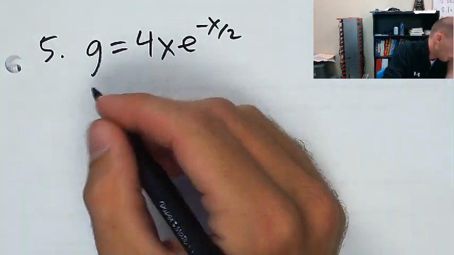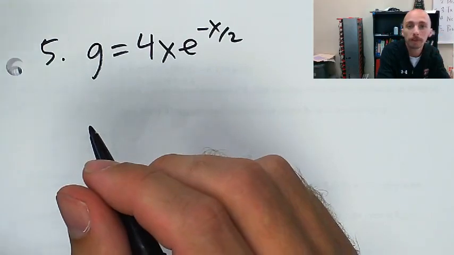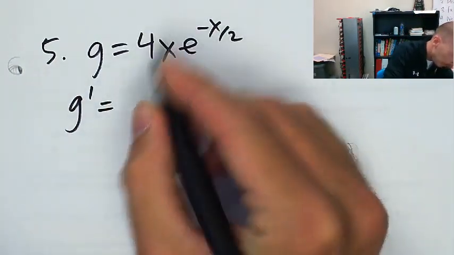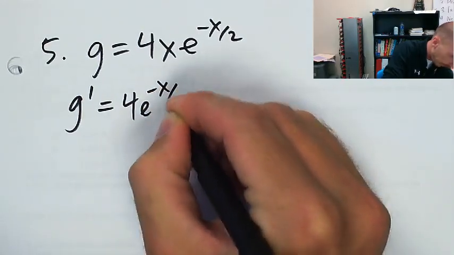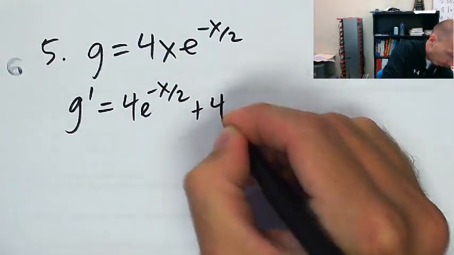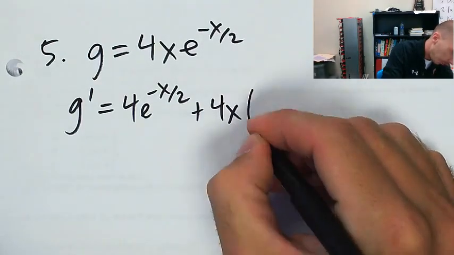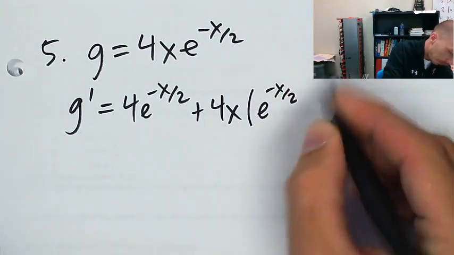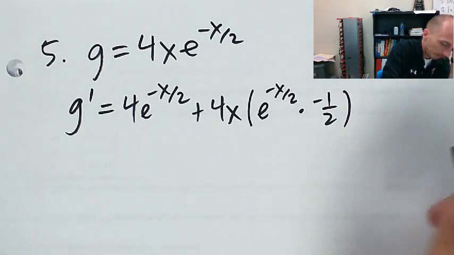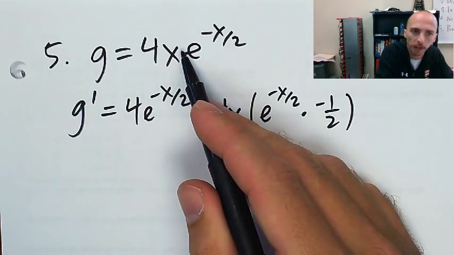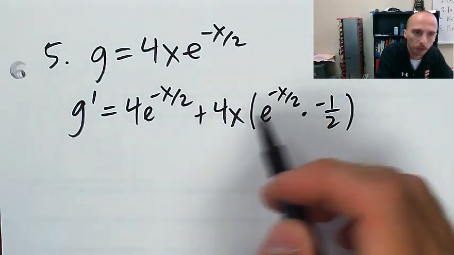So in order to determine increasing, decreasing, we need to take the first derivative and determine where it's positive and negative. So g prime is equal to 4e to the negative x divided by 2, plus 4x times the derivative of e to the negative x over 2, which is going to be e to the negative x divided by 2 multiplied by the negative 1/2 for the chain rule. Okay? And it's plus, right? This is a product here, 4x times e to the negative x over 2.